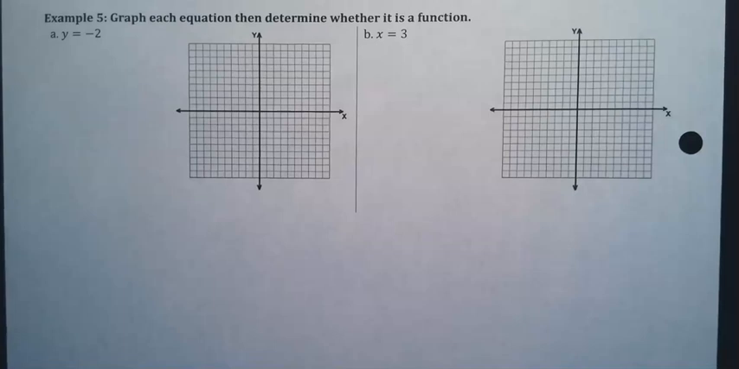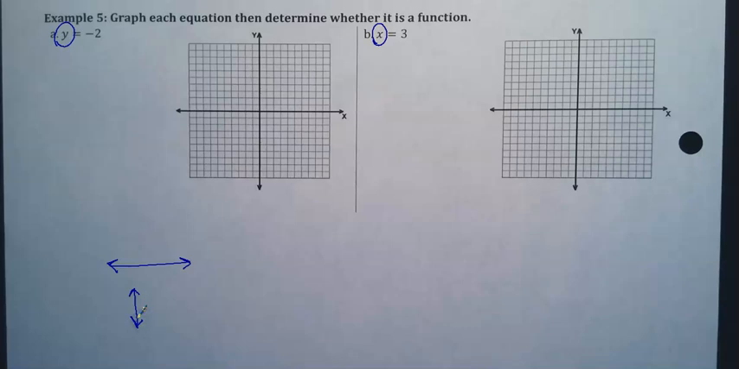All right, example 5. Graph each equation, then determine whether it is a function. All right, so you'll notice these equations look kind of funny because all they have is one variable. This says y equals -2. B says x equals 3. Those are not typical. That means that the line is either going to be horizontal, going straight across the page, or it's going to be vertical. It's going to go up and down.